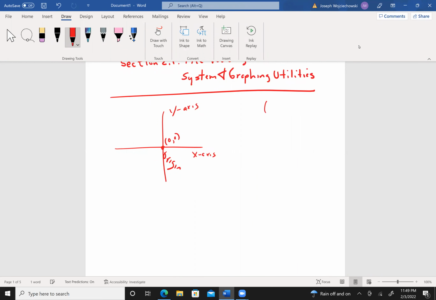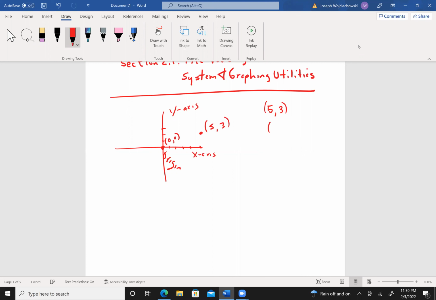Say we have the point (5, 3). That means positive 5 on the x-axis: 1, 2, 3, 4, 5. And positive 3 on the y-axis. So that would be our point (5, 3).